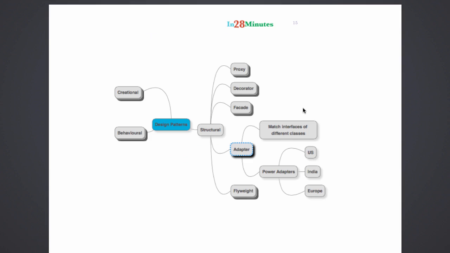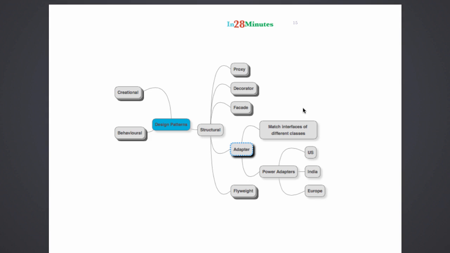The adapter pattern is used to match interfaces of different classes. What does that mean? Let's take the case of power adapters. Let's say I buy an iPhone in India. It comes with an Indian charger, something which fits with the Indian electrical system.